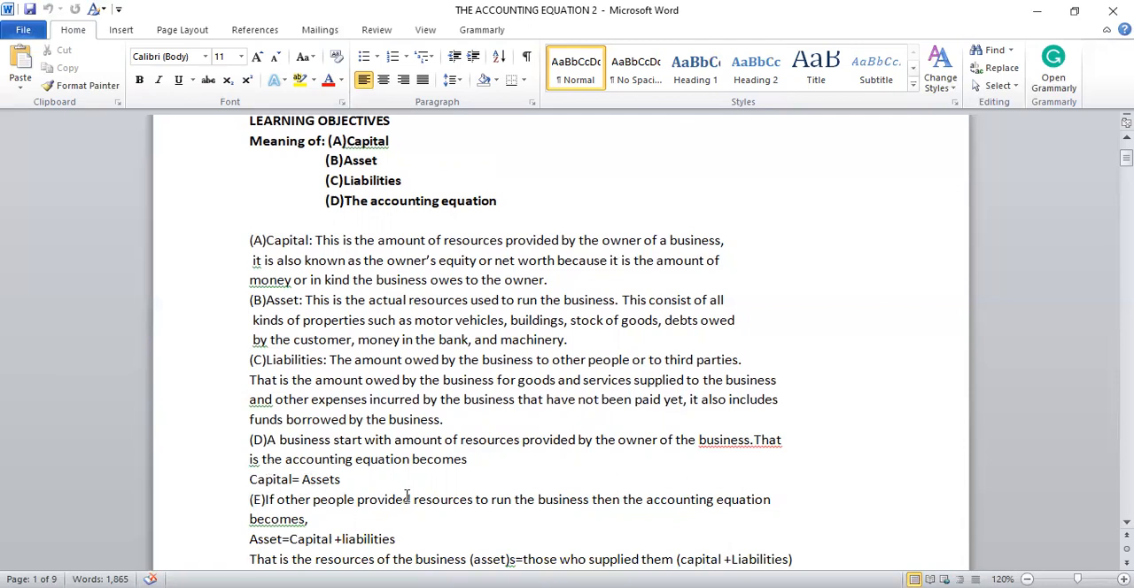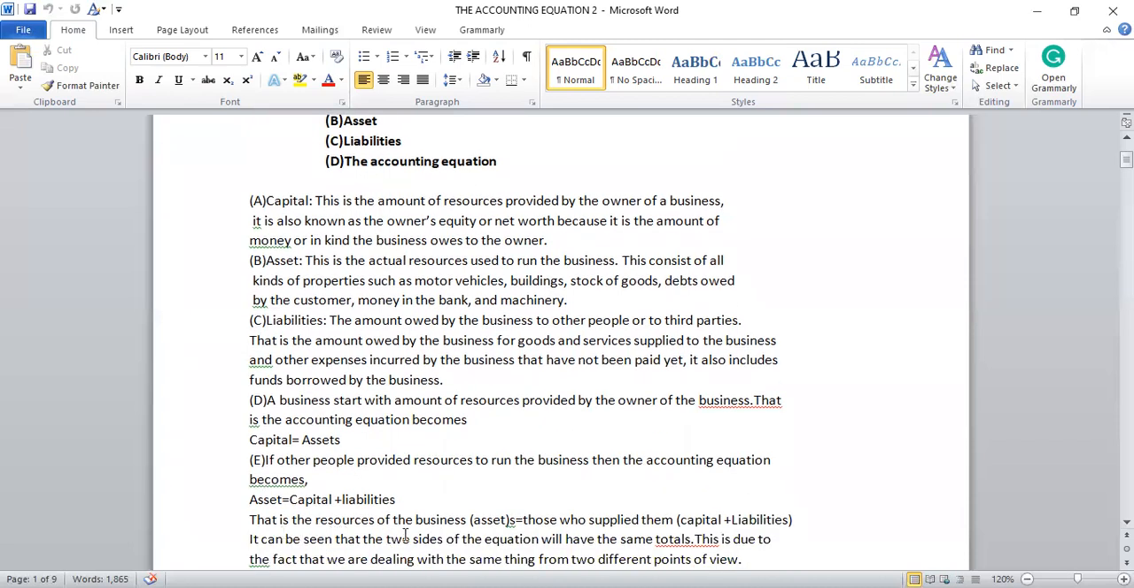E, if other people provide resources to run the business, then the accounting equation becomes assets is equal to capital plus liability. So as I said, if a third party also provides money apart from the owner to run the business, then that is a liability to the company. So the total worth of the company, that is the assets, will be the capital provided by the owner plus what third parties have also provided to the business.